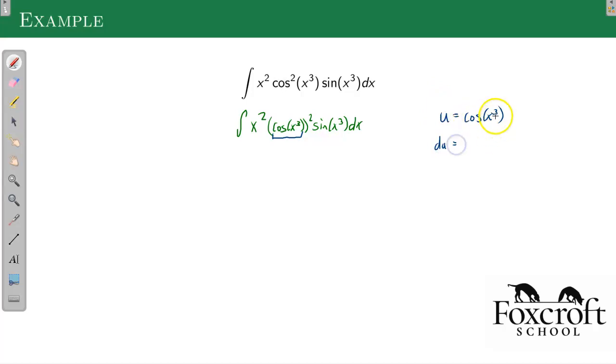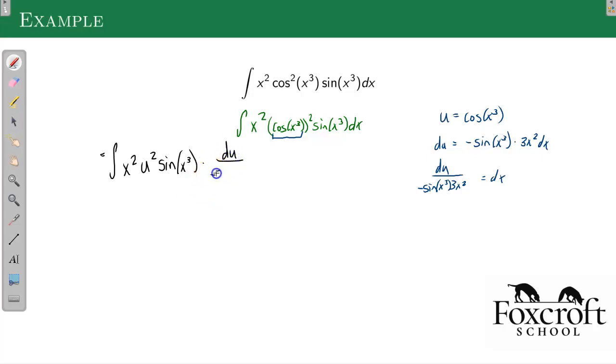du. Do the chain rule. Cosine turns into negative sine. X cubed turns into 3x squared. So what is my equation going to turn into now? I haven't done anything with x squared. I made u this, so this is going to be u squared sine of x cubed. Still looks pretty complicated.